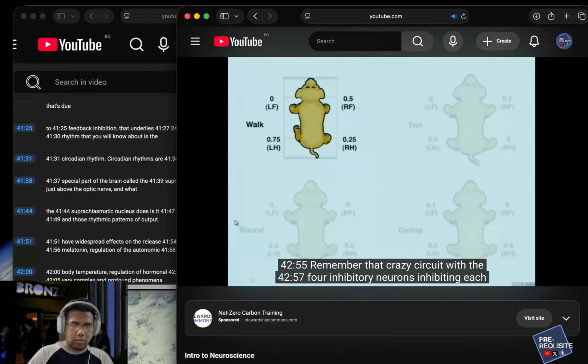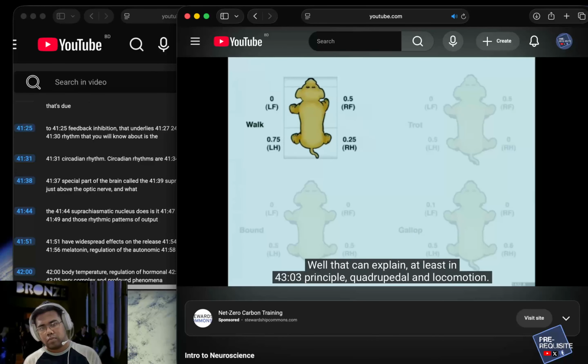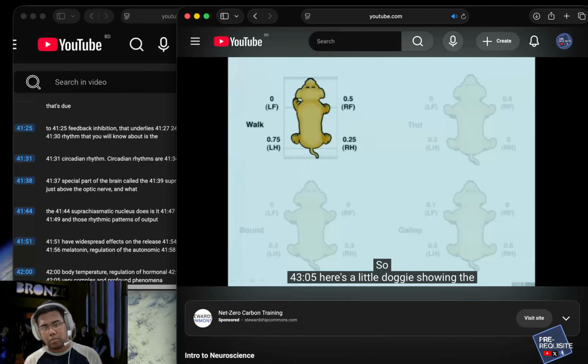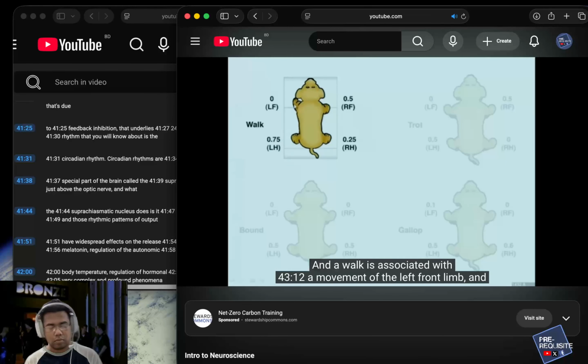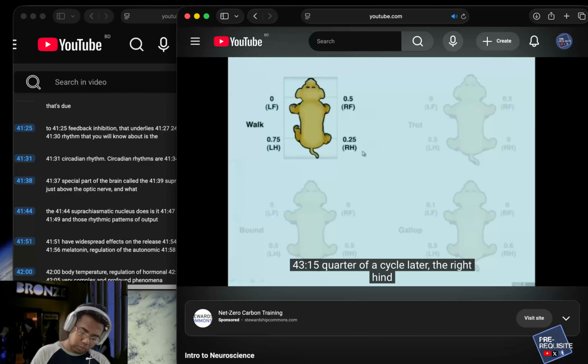Remember that crazy circuit with the 4 inhibitory neurons inhibiting each other? Well, that can explain, at least in principle, quadrupedal locomotion. So here's a little doggy showing the pattern of a walk. It's a gait, so-called gait, right? And a walk is associated with a movement of the left front limb, and a quarter of a cycle later, the right hind limb, and then half cycle later, the right front, and then the left hind.